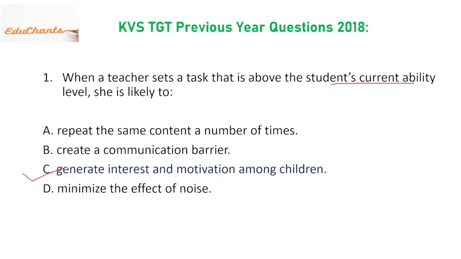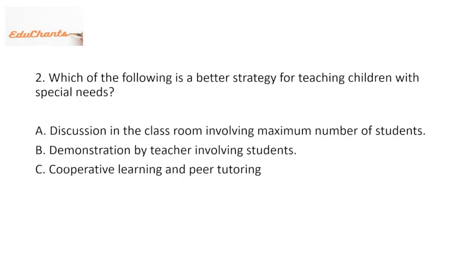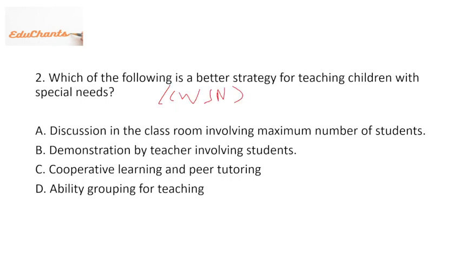Okay, next, which of the following is a better strategy for teaching children with special need? That means CWSN, children with special need. How should we teach them? Discussion in the classroom involving maximum number of students. This has nothing to do with CWSN. Demonstration by teacher involving students. No, this is also not right because there are some visually impaired students who cannot see your demonstration.